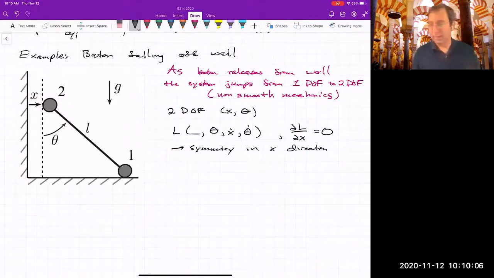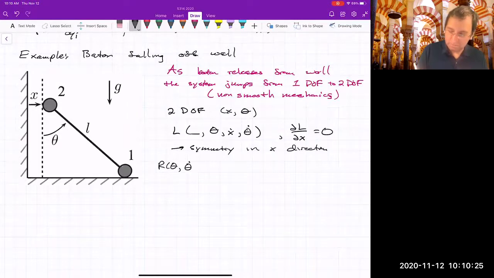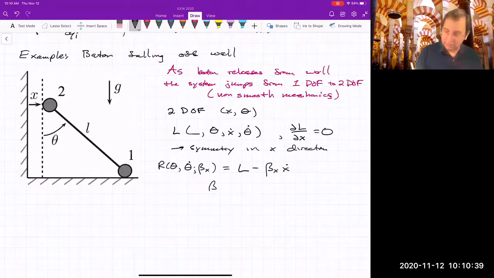And there's conservation of linear momentum in the X direction. But you don't actually have to know that to do the next steps, which is effectively reduce this from 2 degrees of freedom actually back down to 1 degree of freedom. You would construct the Routhian function. And I guess there'd be this beta X in there. So this would be L minus beta X, X dot, where beta X is partial L, partial X dot evaluated at initial conditions.